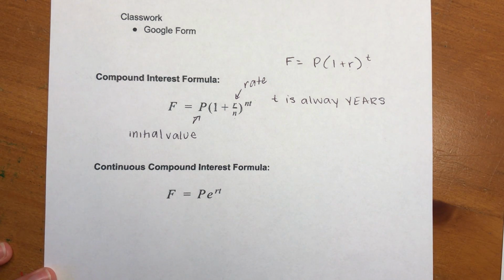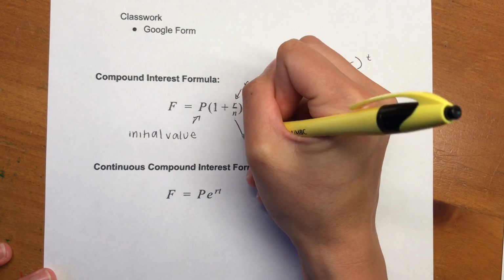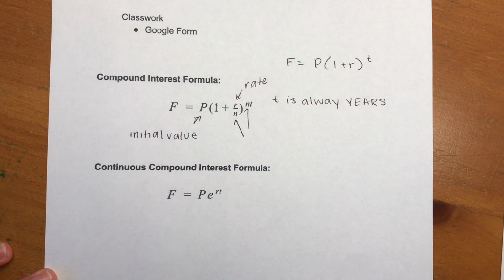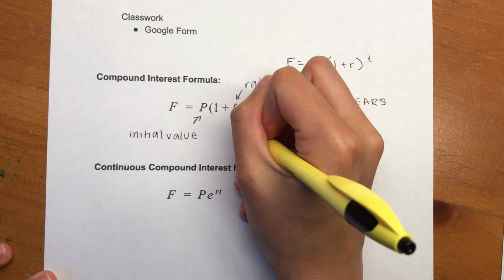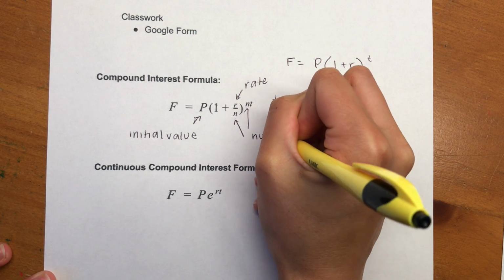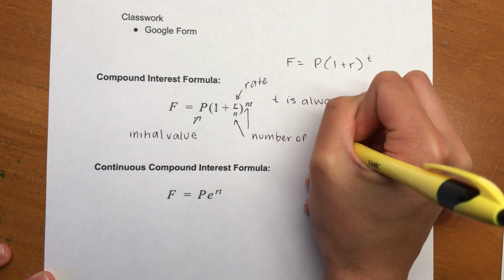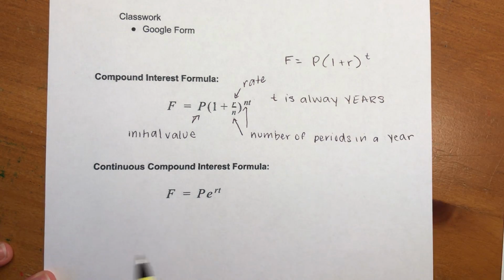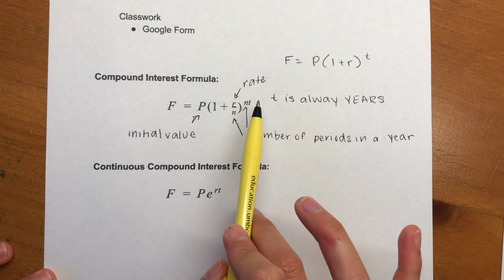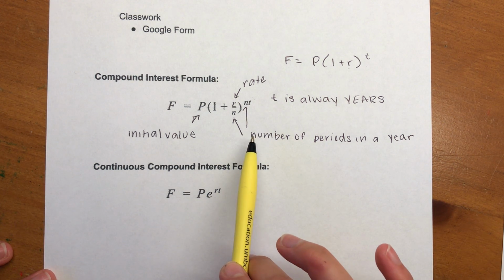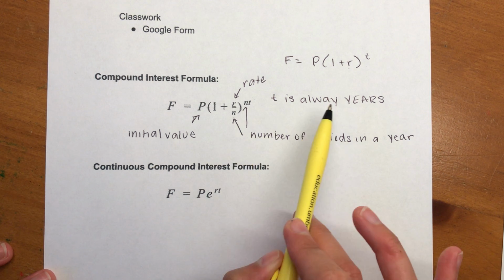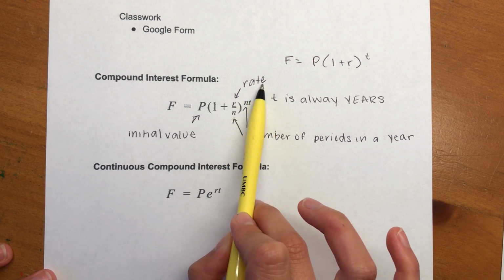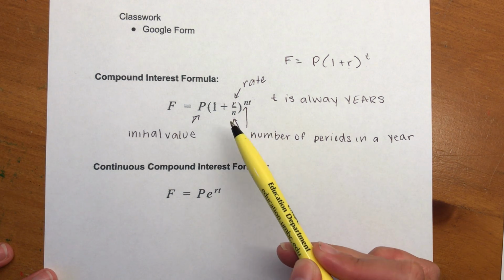But now, n is going to be the number of times the period goes into a year. So number of periods in a year. So if we have a rate that compounds every 6 months, then n would be 2 because 6 months goes into a year 2 times, right? So if my rate compounds every 6 months, then n is 2.